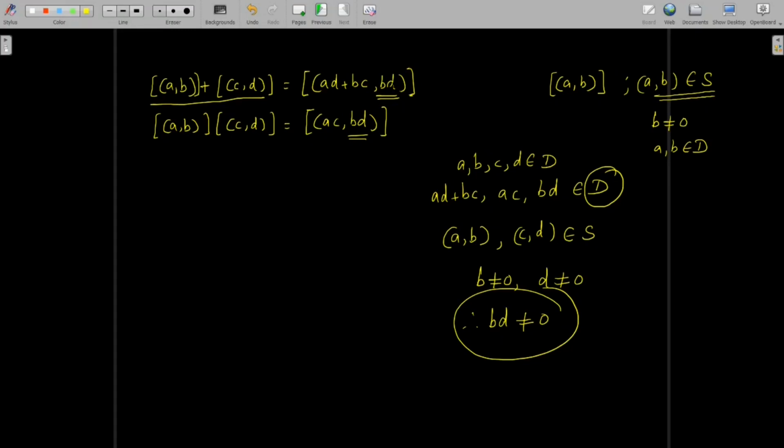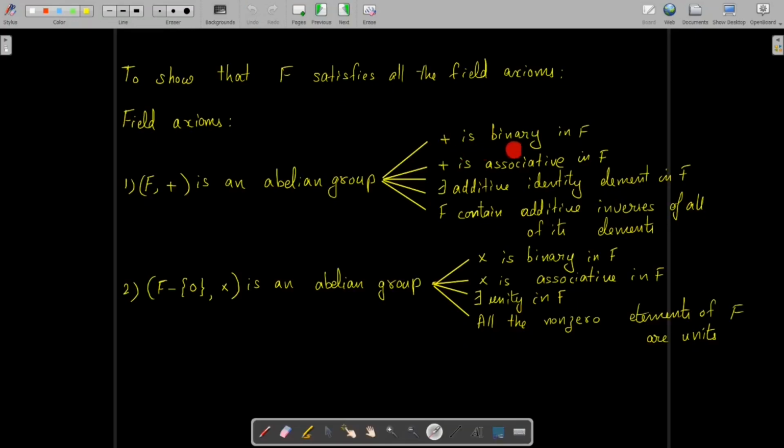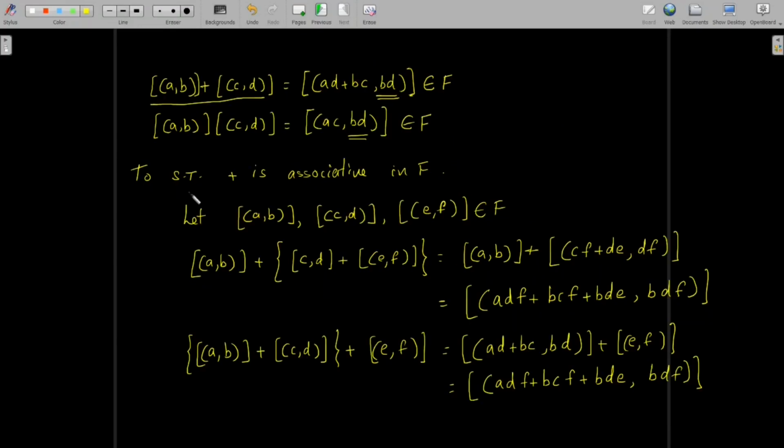Therefore, (ad + bc, bd) is an element of S and the ordered pair (ac, bd) is also an element of S. So clearly these equivalence classes belong to the set F. Therefore, we can conclude that addition is binary in F and multiplication is binary in F. Now let us check whether addition is associative in F. Now let us show that addition is associative in F.